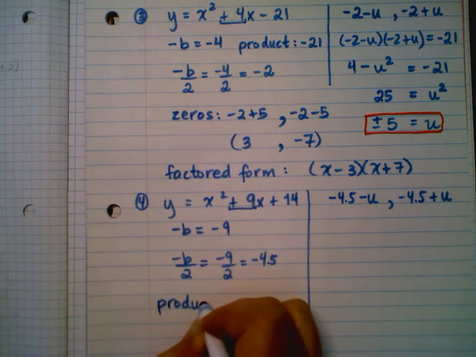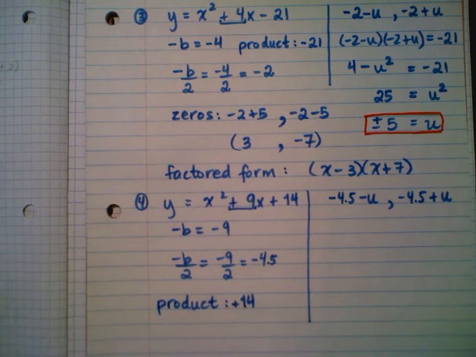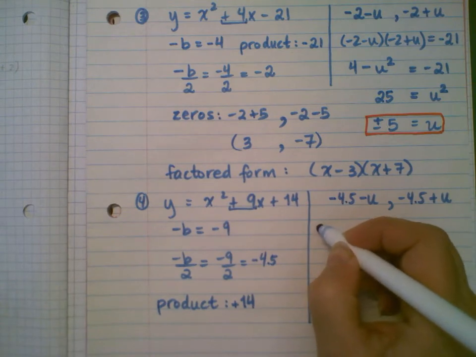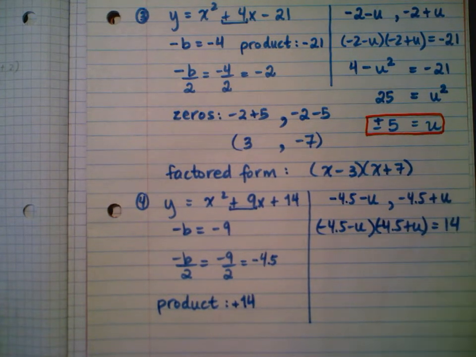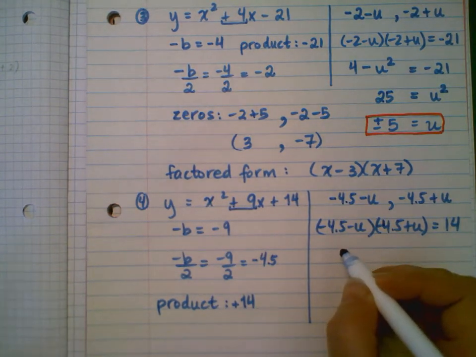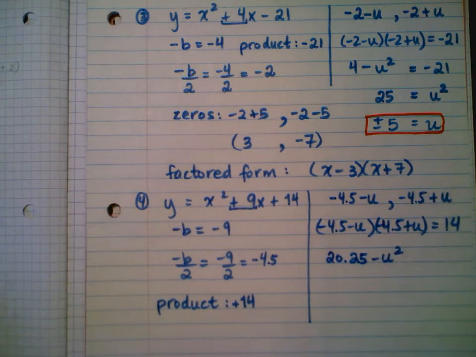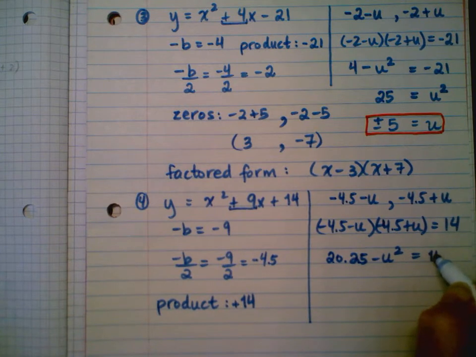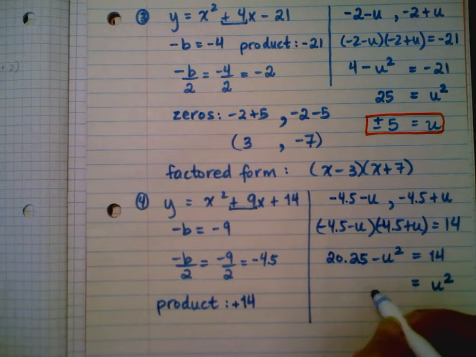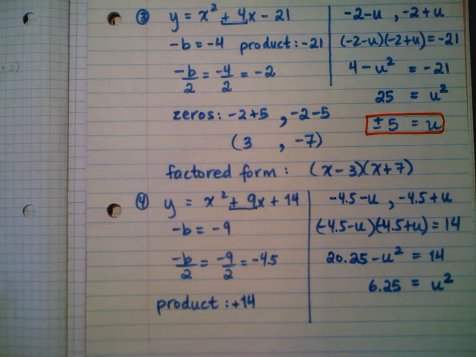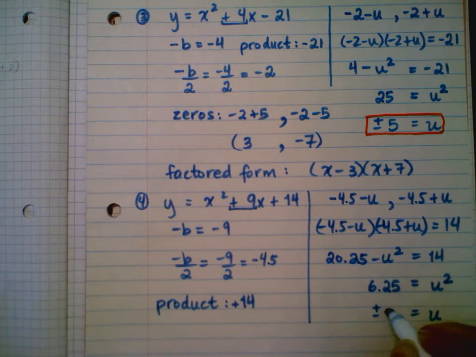The product that we're going to be looking for comes from that constant term, positive 14. If you want to put a little positive in there, that's good too. Okay, so the product, -4.5 minus u times -4.5 plus u is 14. Again, that's going to generate a difference of squares. So 4.5 times 4.5 is 20.25. And the plus and minus u are going to generate a term of minus u squared. Isolate for the u squared. That's going to be 6.25 on the left. And that means when you square root that, square root of 6.25 is going to make plus or minus 2.5.